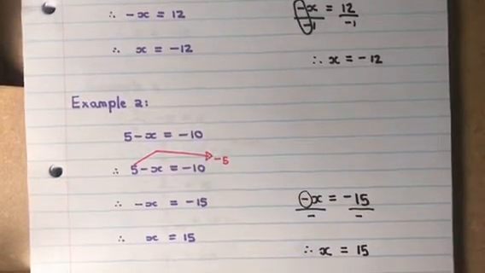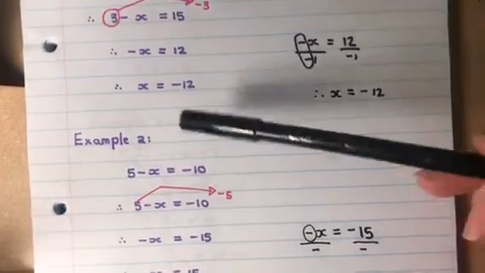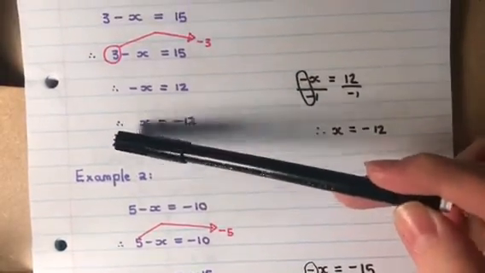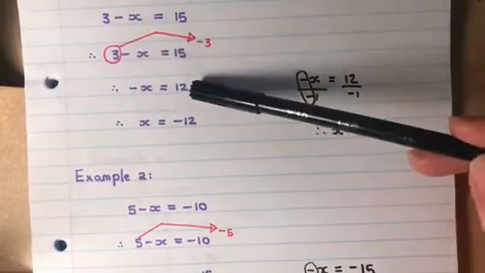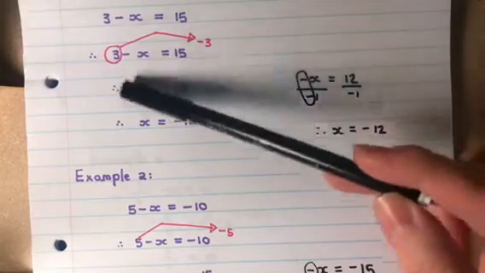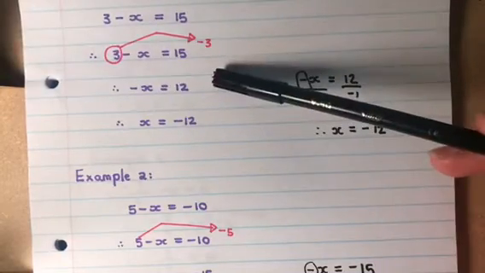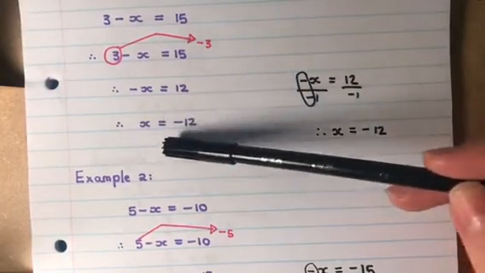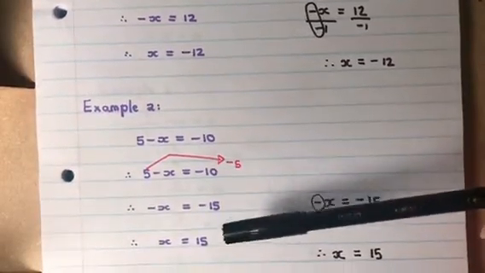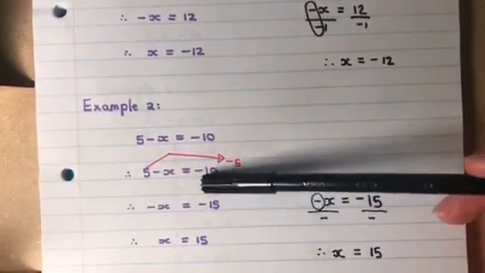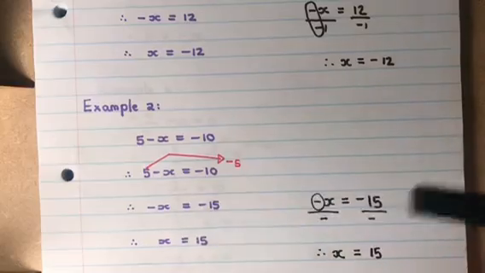Okay, so if you've got one negative x, you are allowed to just pass it over, only if there's one term on each side. You're allowed to pass that negative over, and then it becomes positive. x is negative 12. And remember, if you've got two negatives, they cancel each other out, and then you've got x is 15.